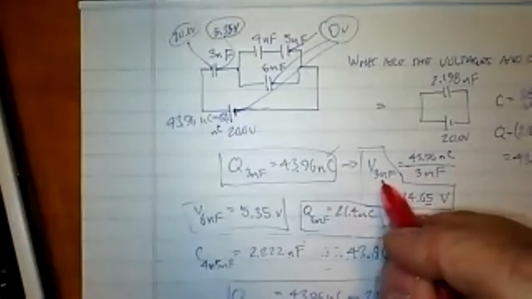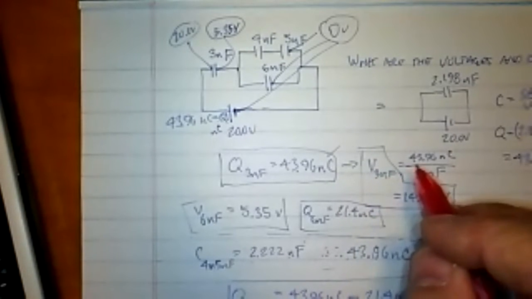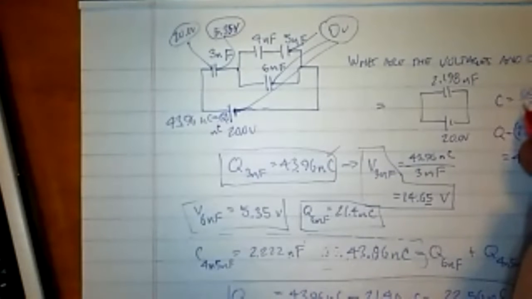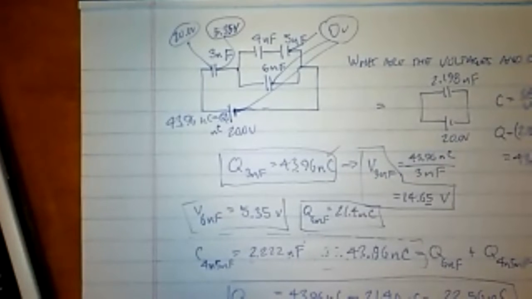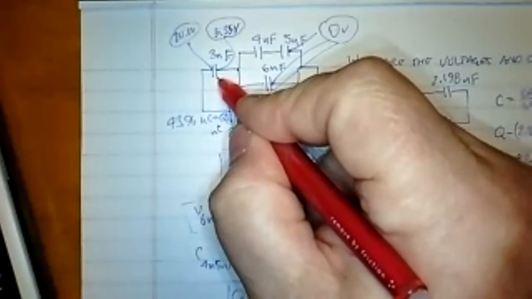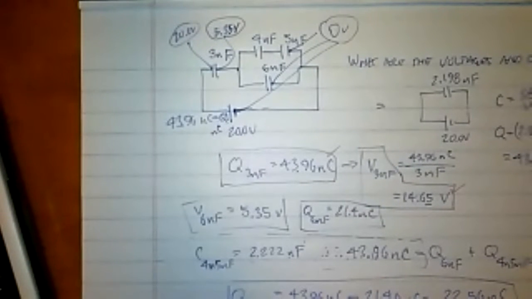Then if I want to calculate the voltage across the 3 nanofarad capacitor, then I take 3 nanofarads. Voltage is equal to charge divided by the farads, the capacitance. So that's what I was doing there. So 43.96 divided by 3 gave me 14.65 volts. So that means this side is 20, this side is 20 minus 14.65, and I get 5.35. So this part seems correct.